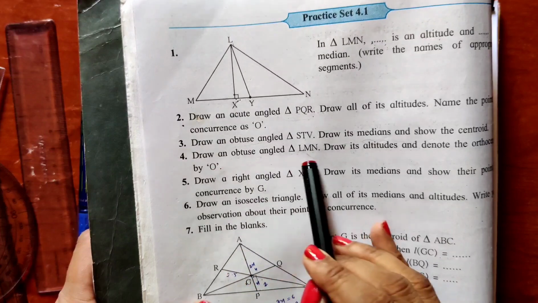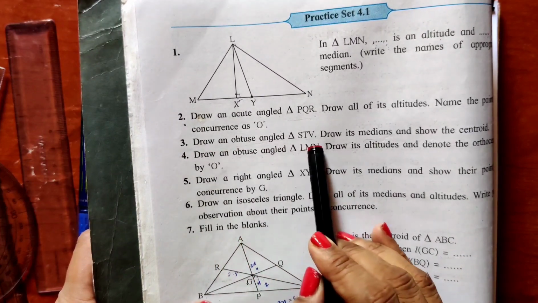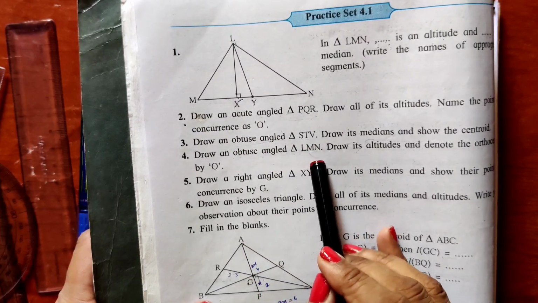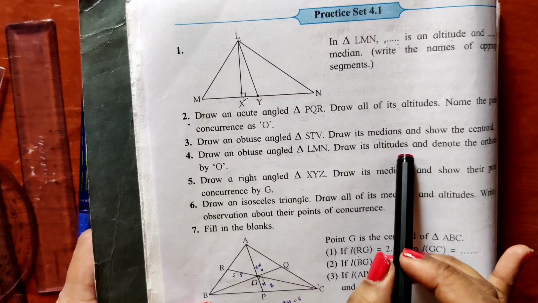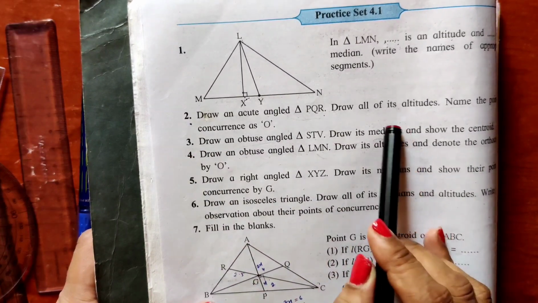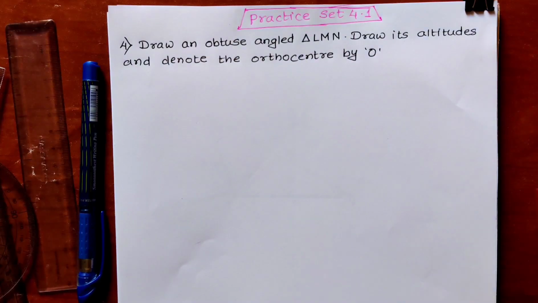So we have to draw obtuse angle triangle LMN as we have drawn in our question number 3. So first let us draw triangle LMN and afterwards we will be drawing its altitudes. In question number 3 we drew the medians. Here we have to draw the altitudes. So let us see how to do it.